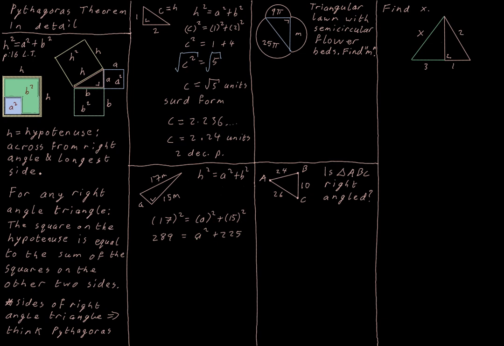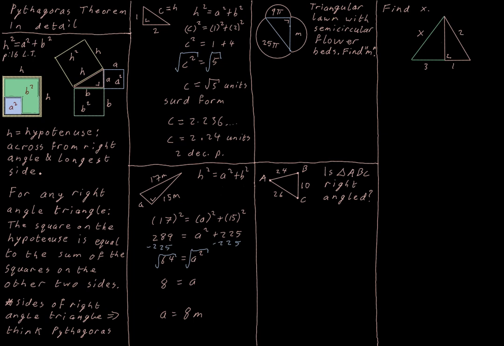And now we want to get a by itself. Now we're just solving an equation. So I need to subtract 225 from both sides to get a squared by itself, to isolate the letter I am looking for. And I get 64 is equal to a squared. And then I need to take the square root of a squared to just get a, which is what I'm after. I want to get a is equal to a number. And when I do that, I get 8. So the square root of 64 is 8, because 8 by 8 is 64. And I know that that means a is equal to 8 meters. My units in this case were meters.